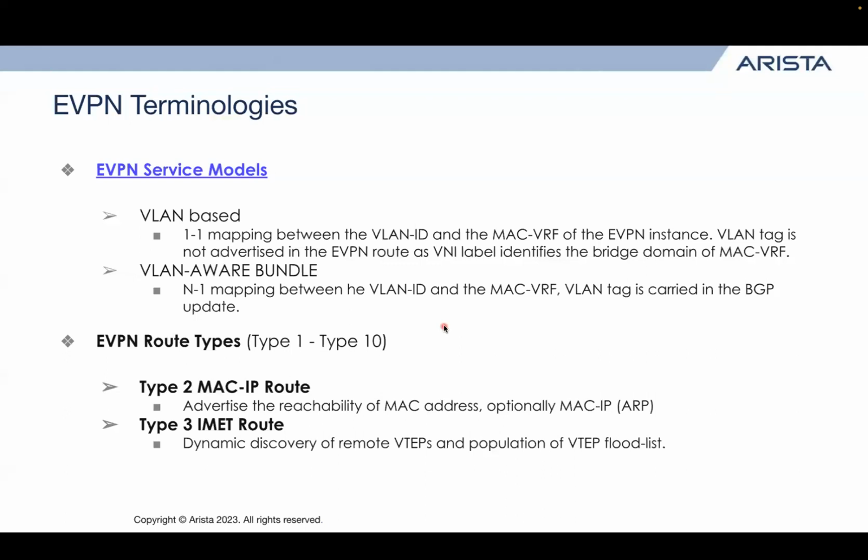We talked about the different control plane information that is needed for packet forwarding within VxLAN. This is classified as different EVPN route types. And today we'll be taking a look at type 2 MAC IP route that advertises the reachability of MAC address and optionally ARP. We'll also take a look at type 3 inclusive multicast route that is used to discover the remote VTEPs in a VxLAN fabric, and it helps the VTEP populate its flood list based on the VNI.